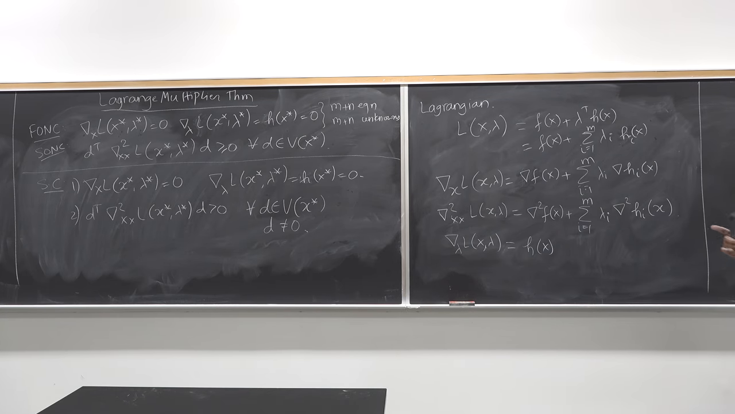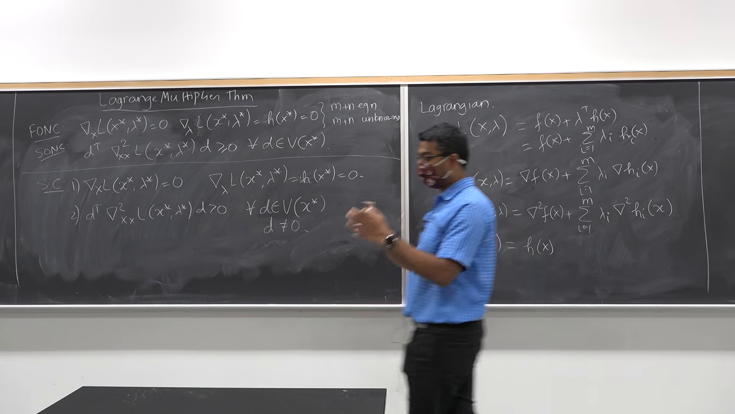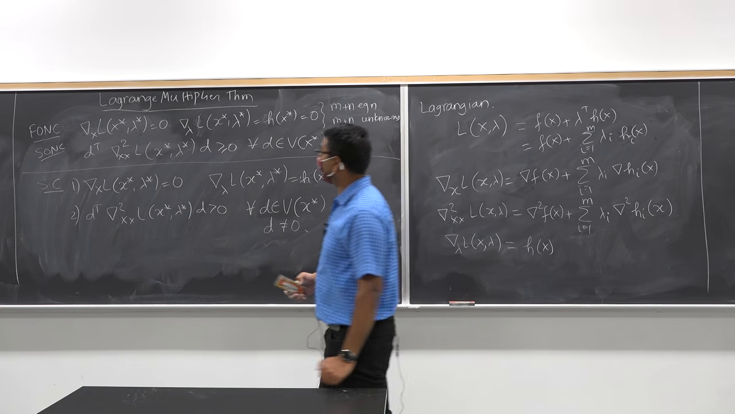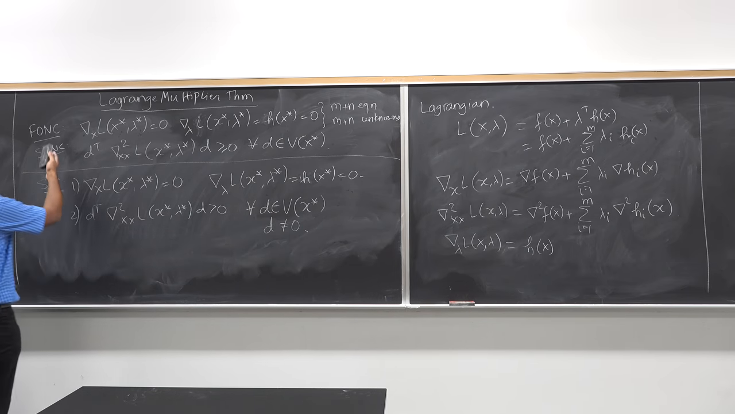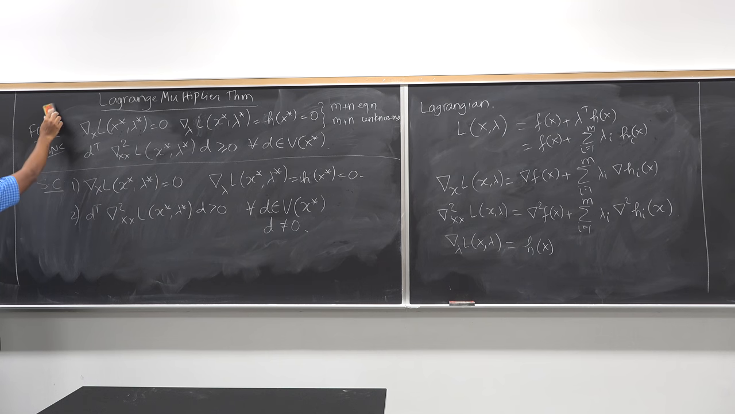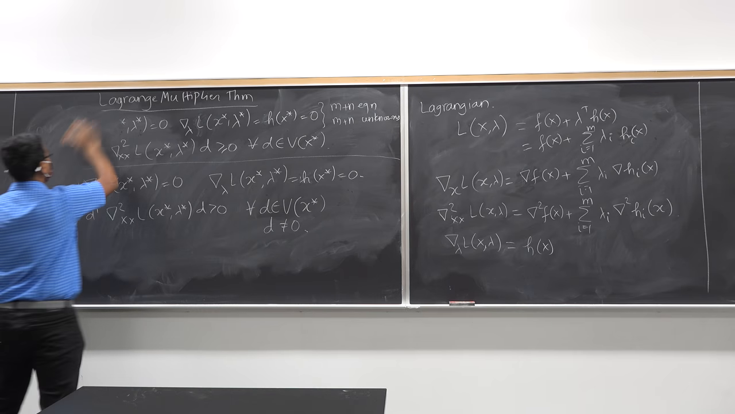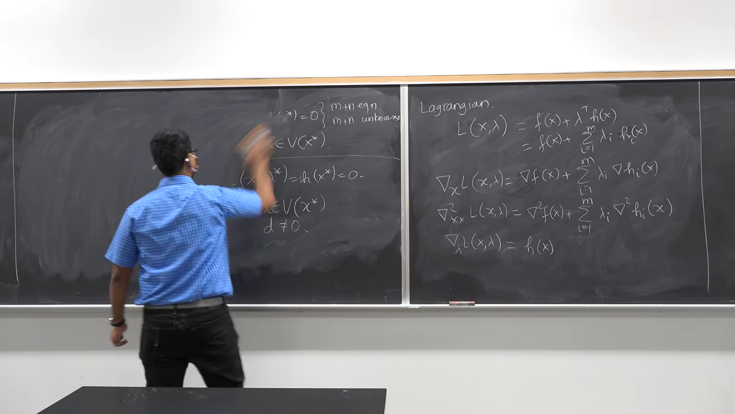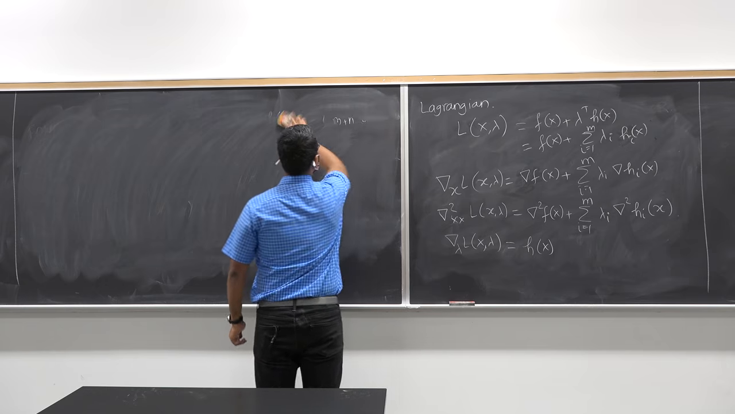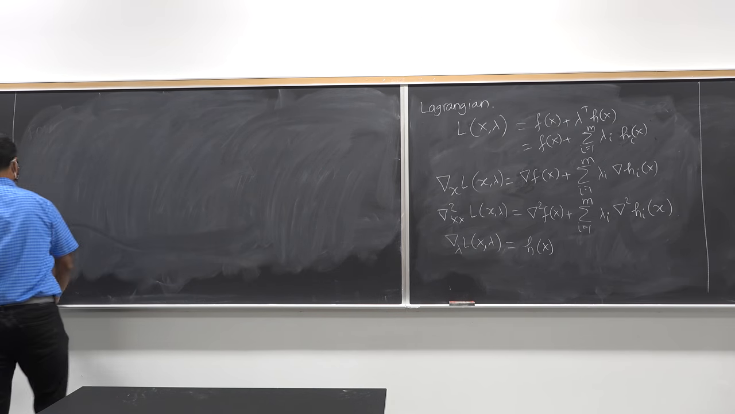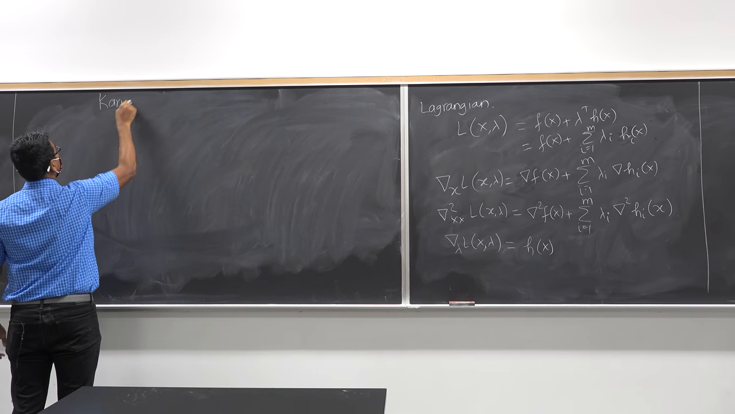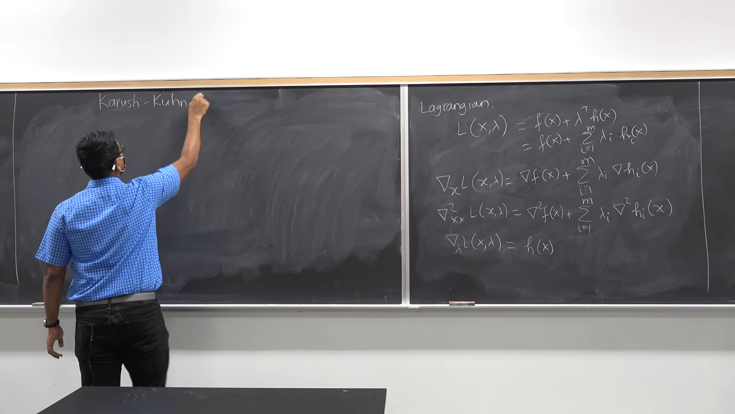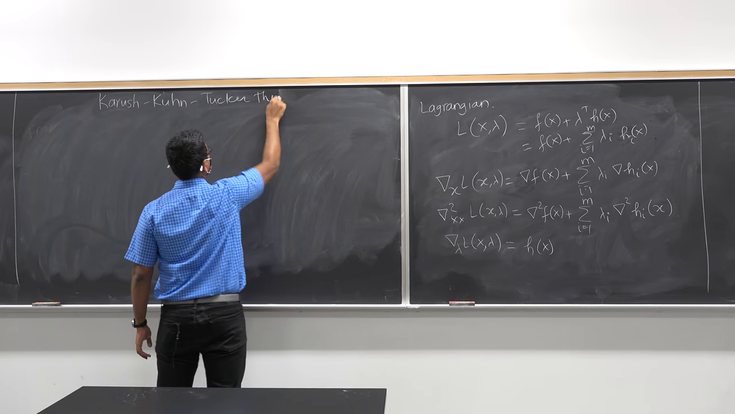So this was an equality constraint problem. The KKT theorem is more general because it also addresses inequality constraint problems. So you could have a mix of equality and inequality constraints. So let's talk about the KKT theorem, which is a necessary condition for optimality for that particular situation. So I'm going to erase this side. The Karush-Kuhn-Tucker theorem.